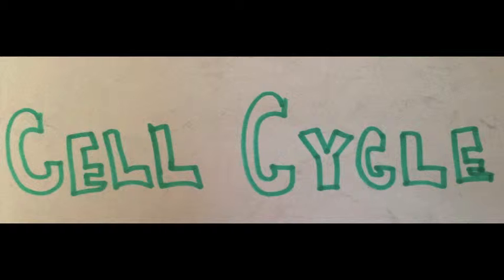The cell cycle is the process of when a cell grows and divides. During the cell cycle, a cell grows, prepares for division, and divides to form two daughter cells. The cell goes through three processes called interphase, mitosis, and cytokinesis to divide into two daughter cells.